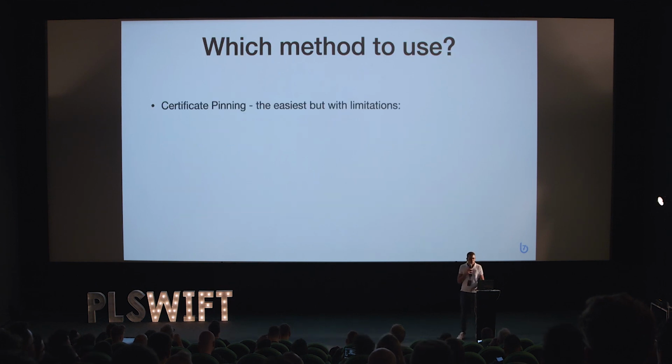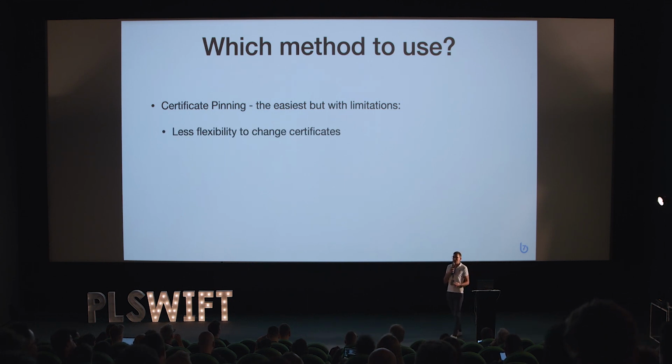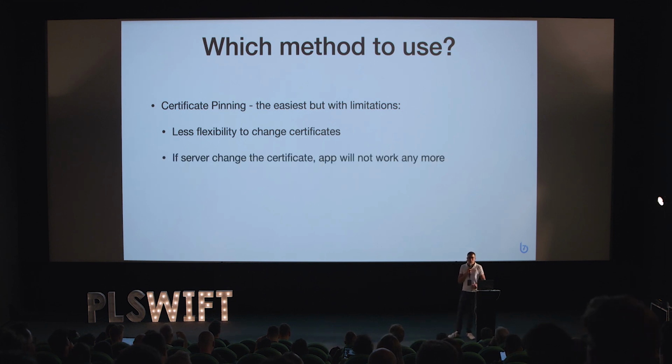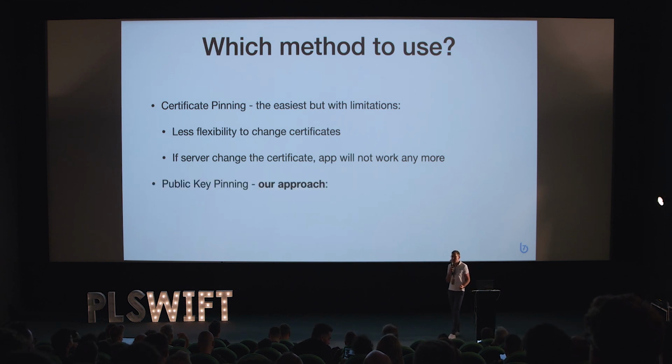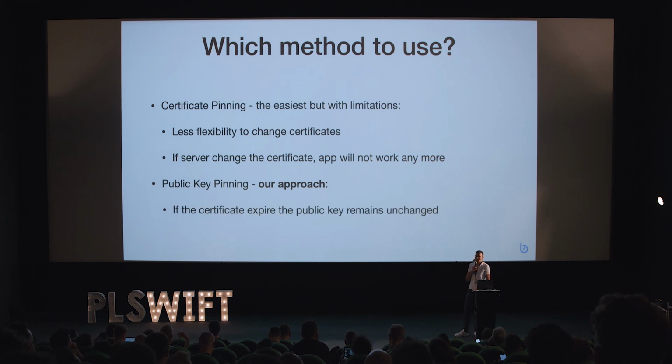So which method to use? Of course, you can use certificate pinning. It's the easiest, but it has some limitations. For example, it's less flexible because you have to change and update the certificates once the certificate expires. And this means the app will not work anymore. This method is usually used in bank applications because it's the most secure, I would say. Or you can use public key pinning, which is the one that we are going to see today, because it's the easiest. And if the certificate expires, the public key stays the same.